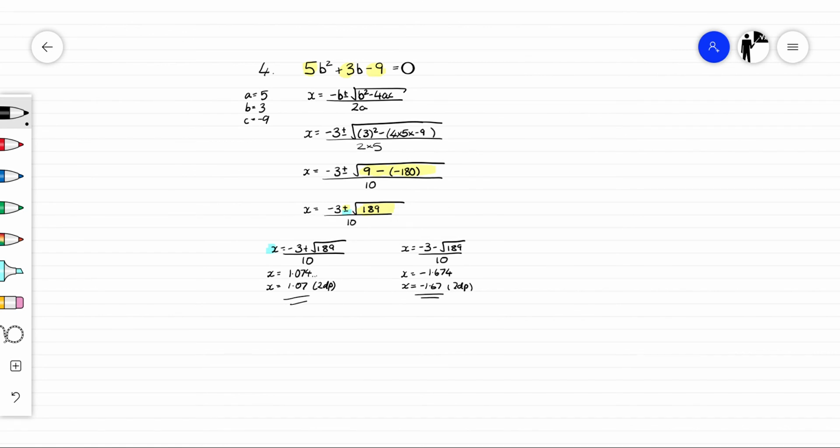Okay, so you need to just be careful when you're identifying your values of a, b and c here, particularly when we start to include negative numbers, and make sure that you can substitute them properly into the quadratic formula.